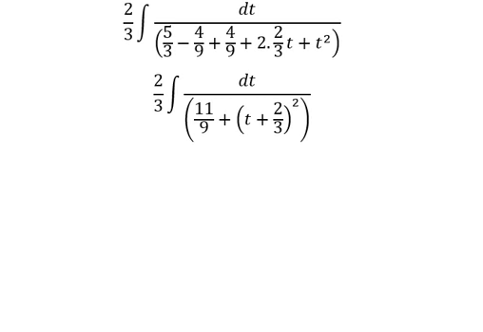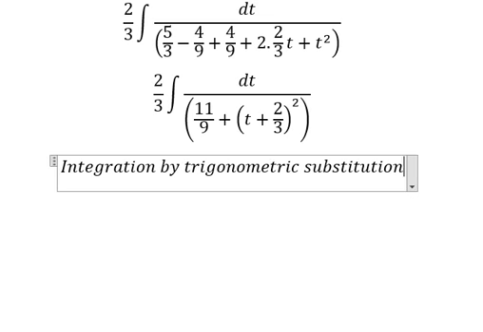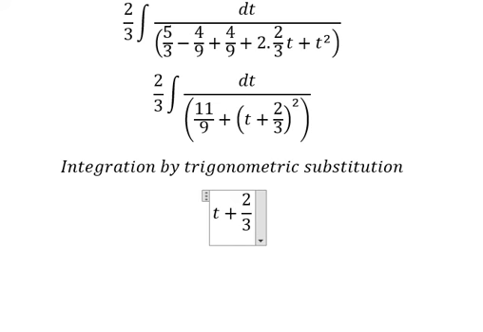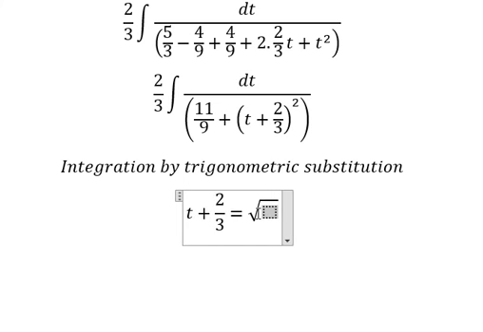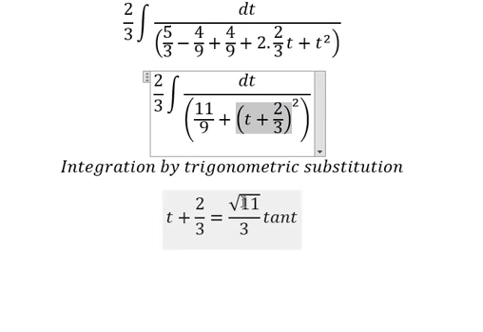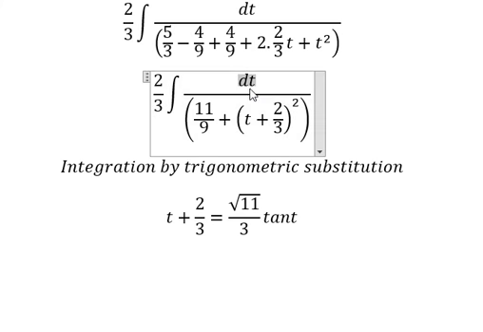And now we can use integration by trigonometric substitution. So I will put t plus 2 over 3 equals the square root of 11 over 3 tan t, because if I put this one in here, we have 11 over 9 tan t square. 11 over 9 we can do factorization. 1 plus tan t square, we change to secant of t square, and later that we simplify by dt.